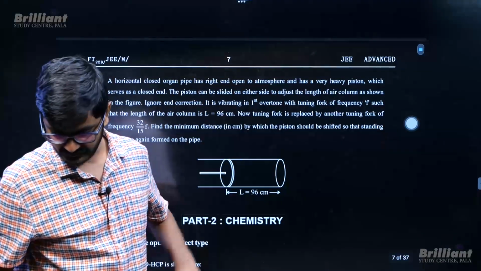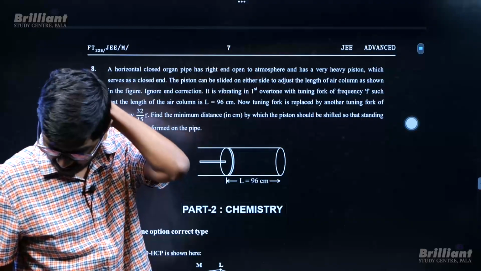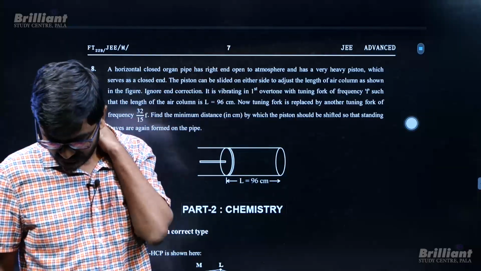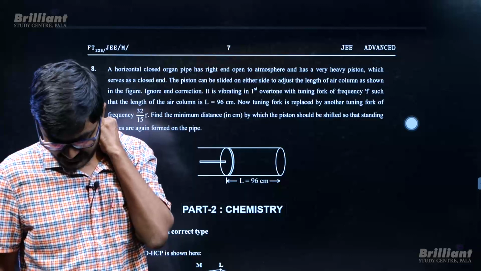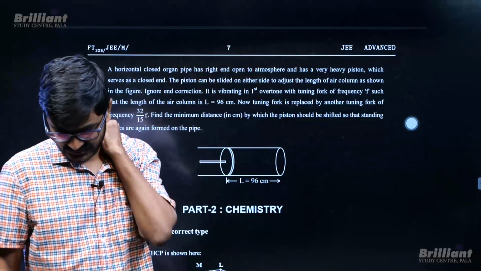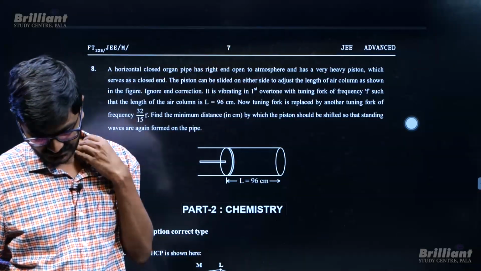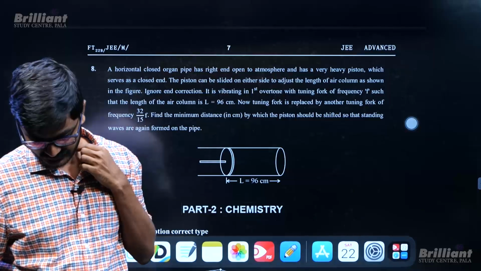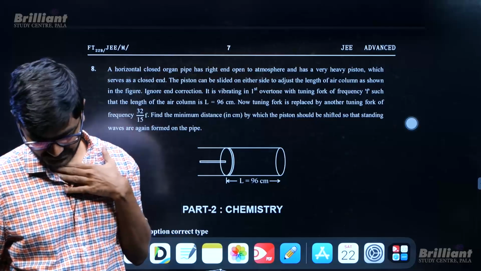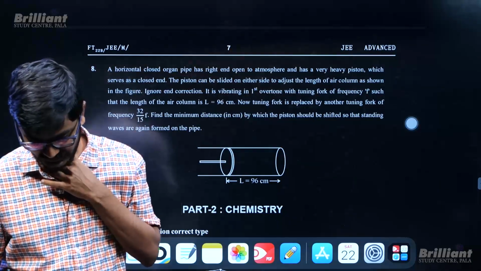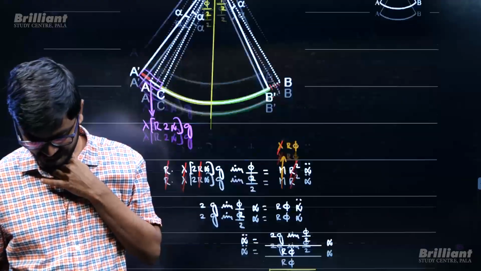A closed organ pipe is there. It is vibrating in the first overtone with tuning fork F, and the length of the air column is 96. Now the tuning fork is replaced by another tuning fork. Then what must be the minimum distance shifted so that a standing wave is formed again?